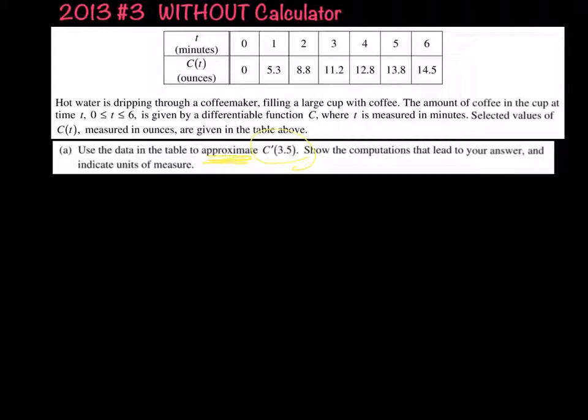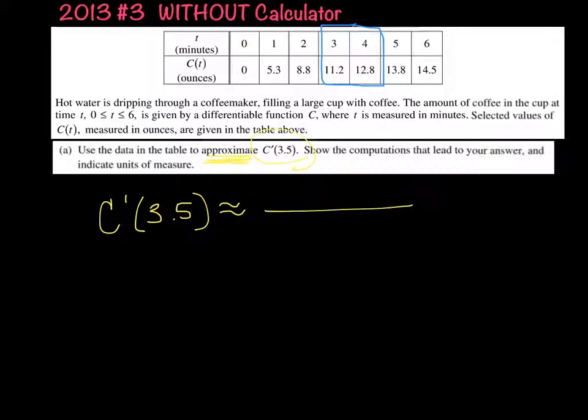And the way that we have to do that is by going back in our brain, what is derivative synonymous with? And hopefully you're telling me slope. And so what we can do is choose 2 points that are equally away from 3.5 on our table. So here these points would be 3, 11.2, and 4, 12.8. And so I'm ready now to go ahead and calculate the approximate derivative of c at 3.5.